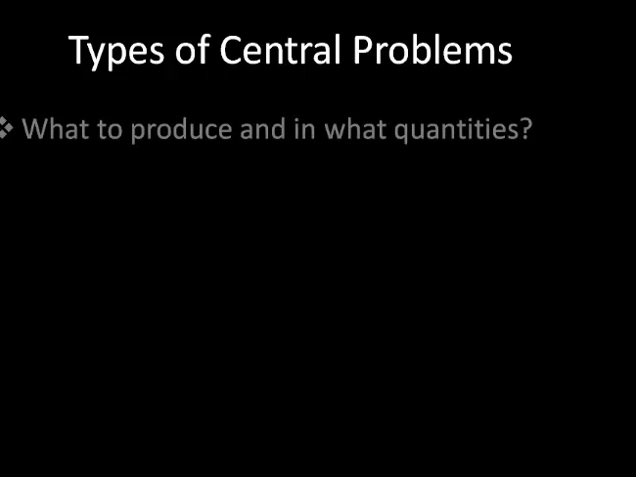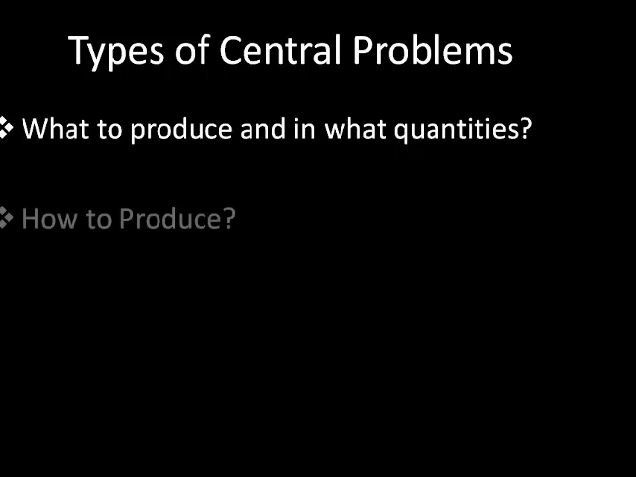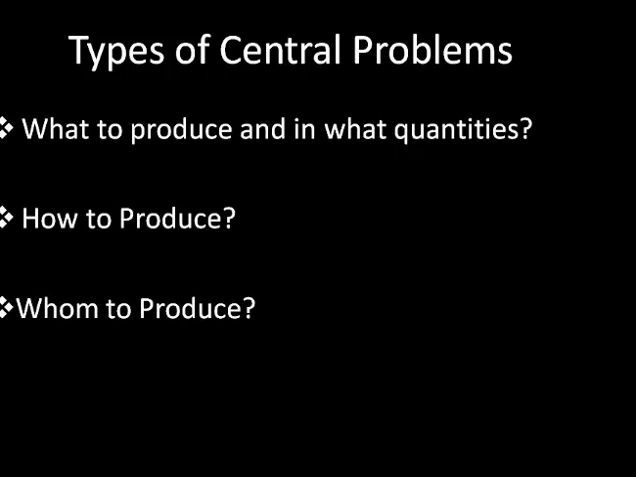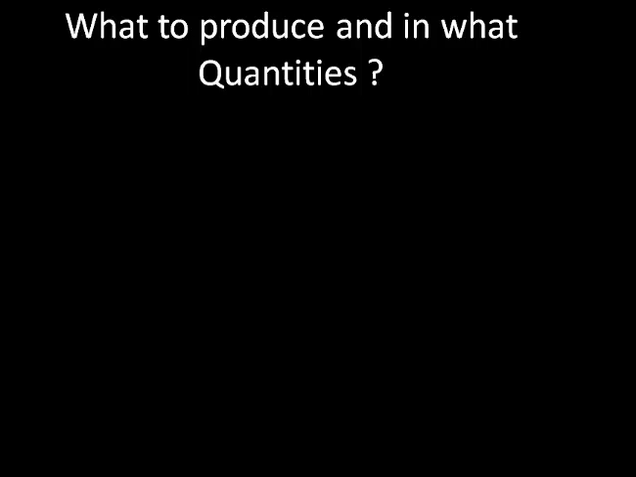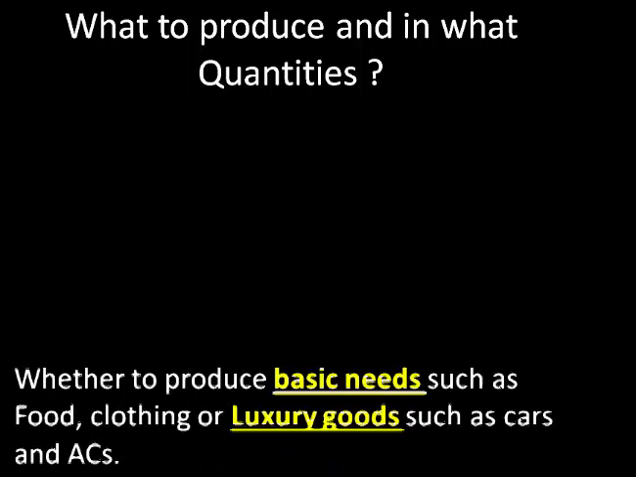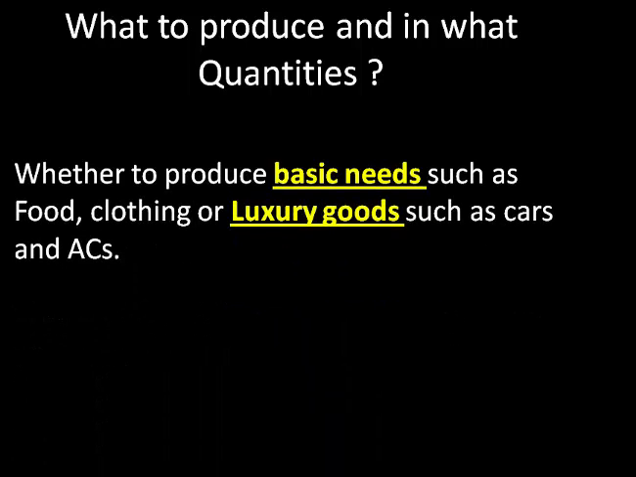Types of central problems of an economy. What to produce and in what quantities, how to produce, for whom to produce. Next, what to produce and in what quantities. Society has to decide whether to produce basic needs such as food and clothing, or luxurious goods such as cars and AC. Every society must decide how much of each of the many possible goods and services it will produce.